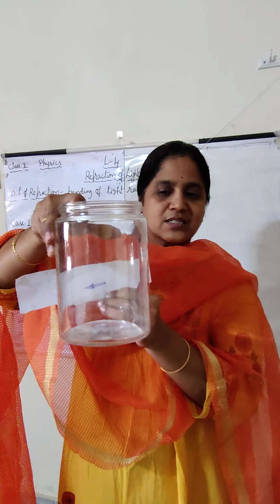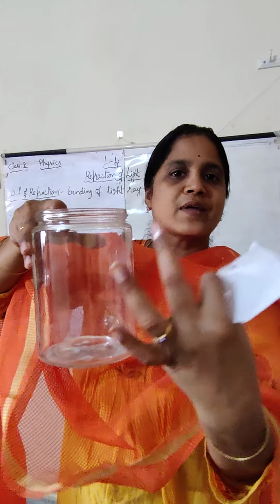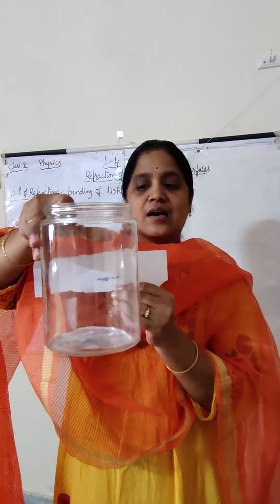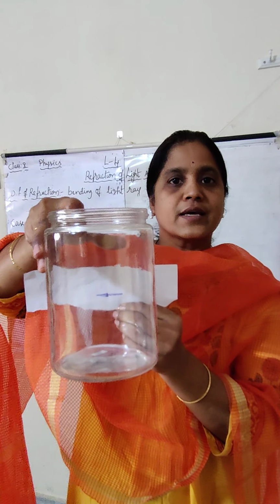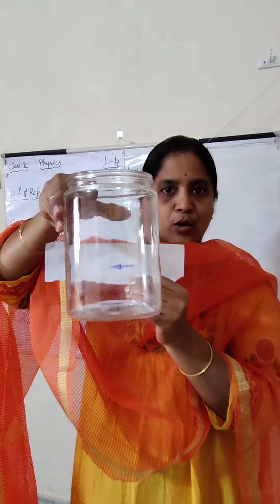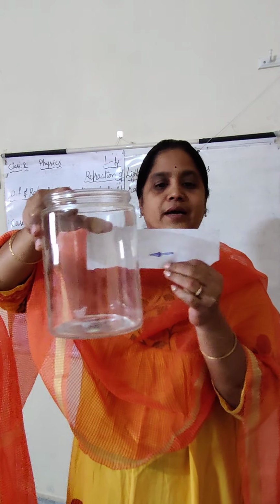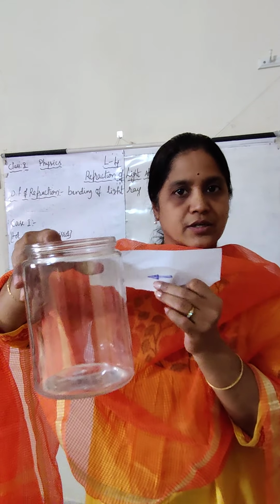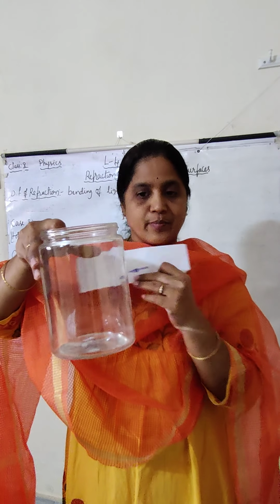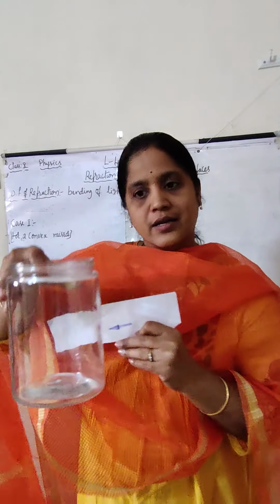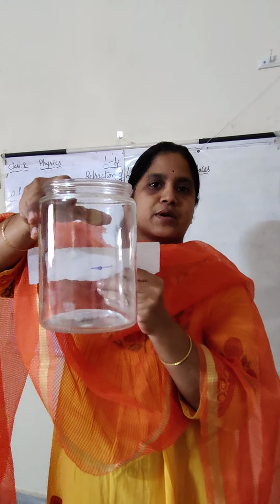You place it to one side, and when you look at the image from the other side, you can see that the image of this arrow is diminished. Okay, this is activity 1. Why? Actually the arrow is a little larger, but when you look through the glass jar, you get a diminished, meaning small, image.